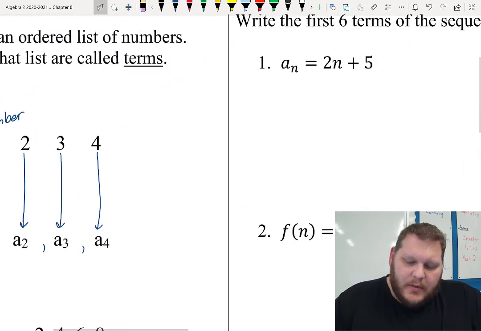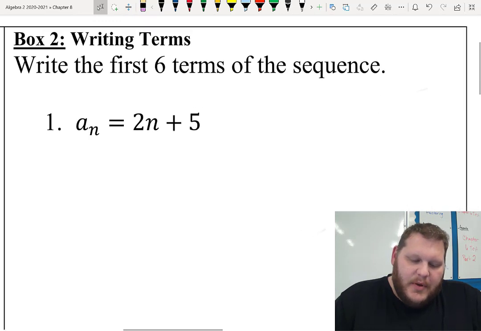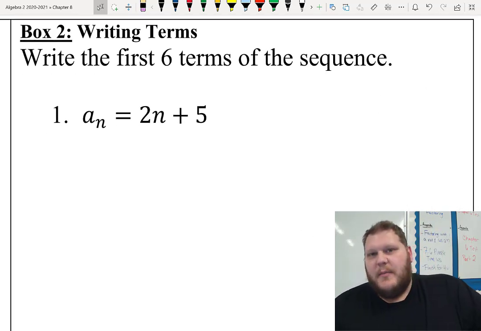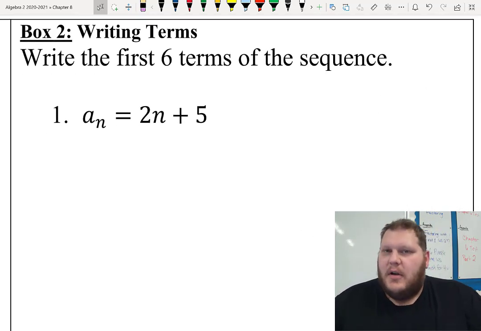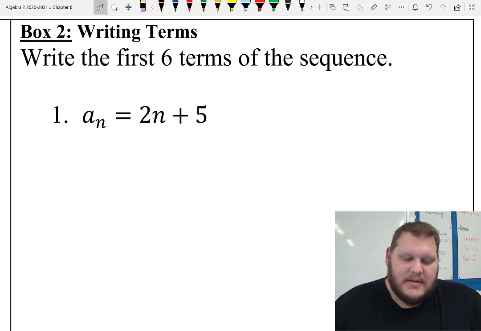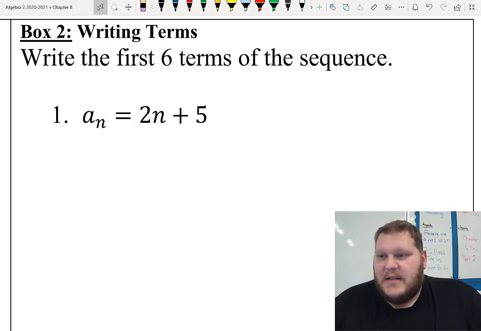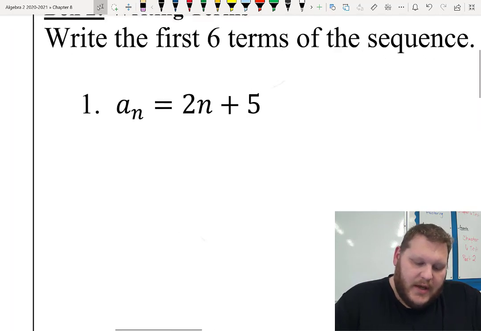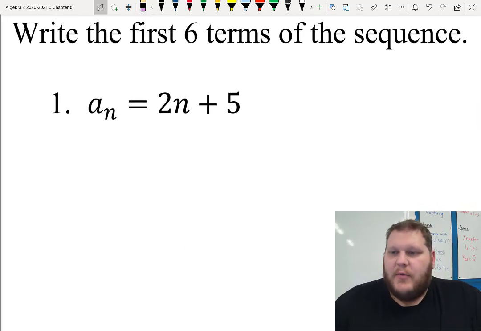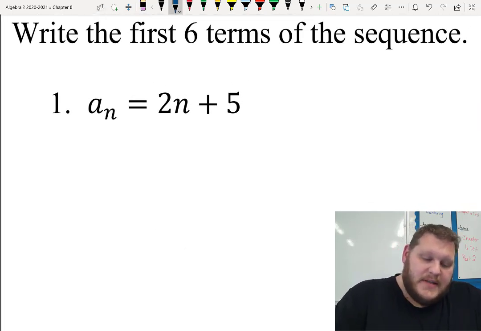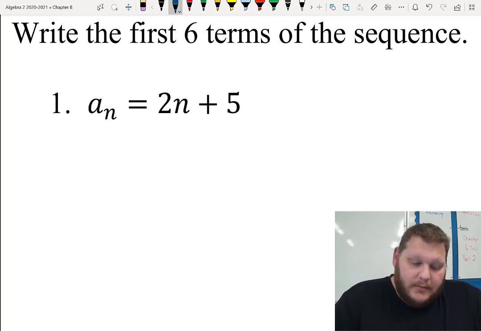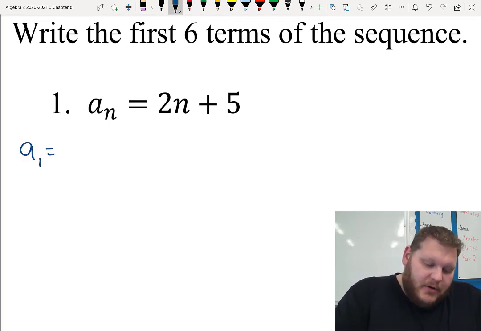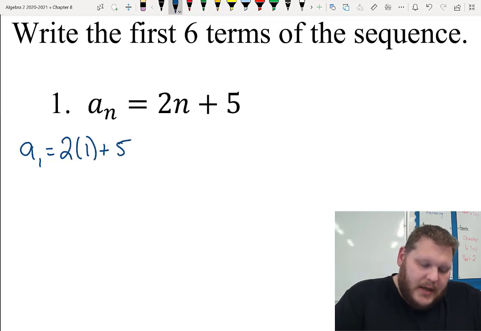To start with, we're going to work on writing out the terms of a sequence. We can be given our equation in a couple of different ways. This is standard sequence notation, a sub n. If we're looking for the first 6 numbers in that sequence, we have a couple of different ways of doing that. If we're looking for the first number, it would have an n value of 1. So to find the first number of my sequence, a sub 1, I would just plug in 1 for n.